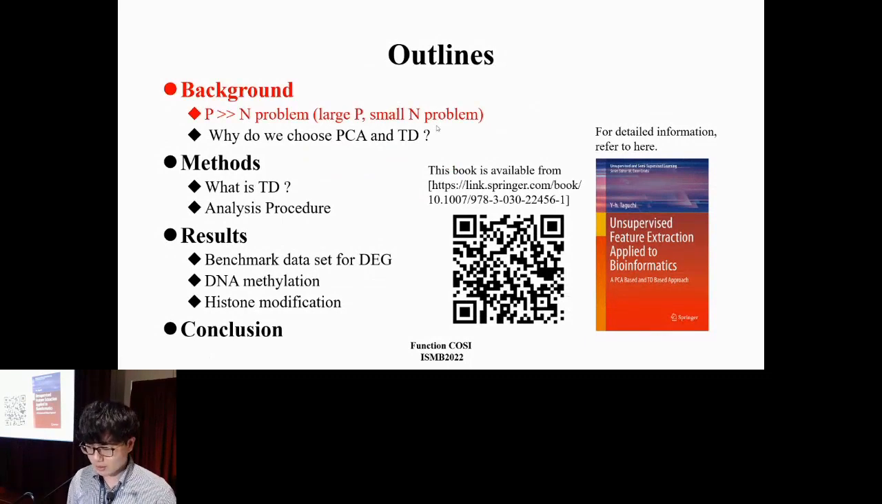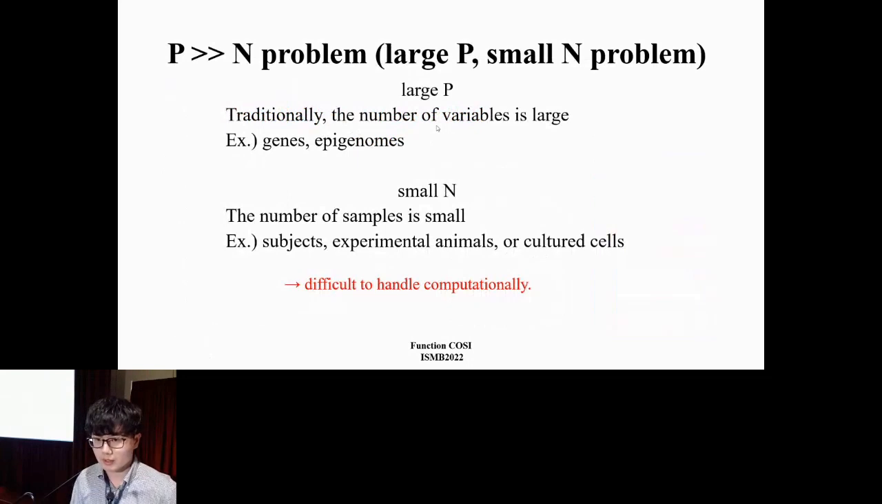First, background: the large P and small n problem. In general, genomic data is huge, while samples such as patients and cells are few. So it is difficult to analyze. Also, individual methods have been proposed for certain experimental data, such as histone modification and DNA methylation. So today we propose a tensor decompression method that can be applied to various types of experimental data.